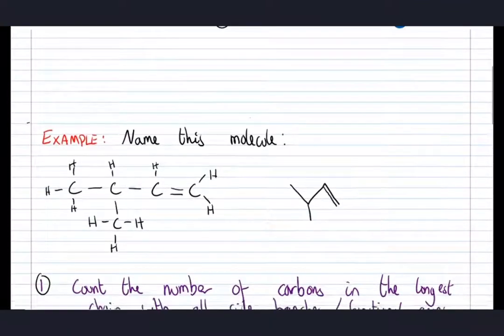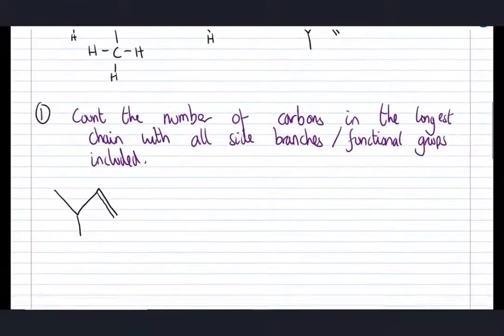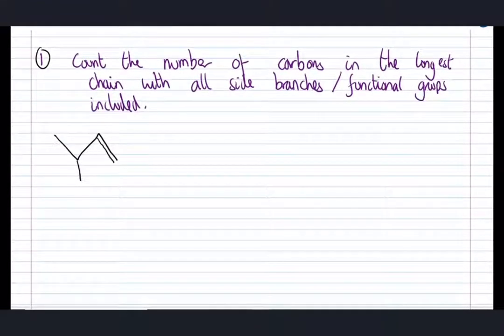So let's start with this example, and we've got to name this molecule here. So step 1 is to count the number of carbons in the longest chain with all the side branches and functional groups included. Now the carbon-carbon double bond here is a functional group and this is a side branch. So our chain has to include both the carbon-carbon double bond and the side branch. So quite clearly it's going to be up here, and along there. That's our longest chain.